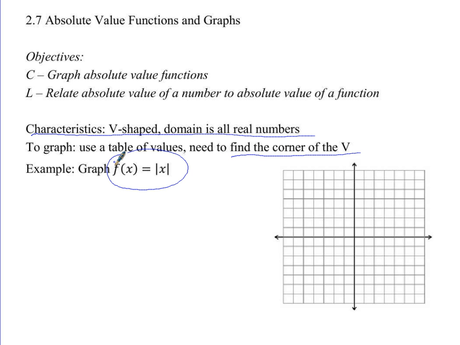So, I can set up a table of values, x and y. I probably should pick some negative numbers and some positive numbers. This isn't a step function, so I don't need to worry about decimals so much. I'm going to go -3, -2, -1, 0, 1, 2, 3.